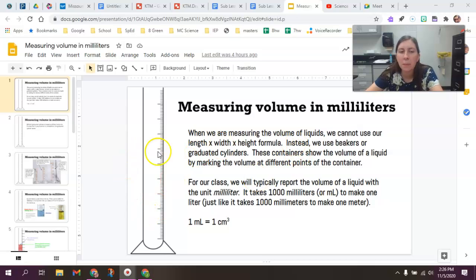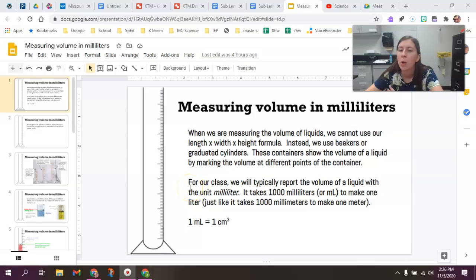Instead, we use beakers or graduated cylinders. These containers show the volume of a liquid by marking the volume at different points of the cylinder. So you can see over here we've got all these little tick marks that show various volumes. For our class, we will typically report the volume of a liquid with the unit milliliter.